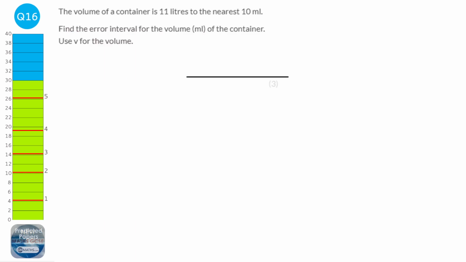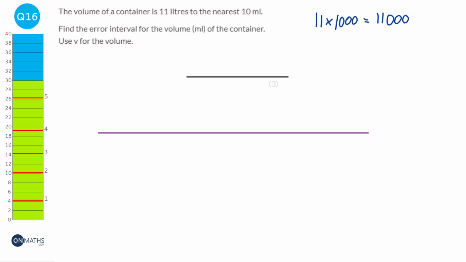So we're going to first of all convert the 11 litres into millilitres. So we're going to do 11 times 1,000, which would be 11,000. Okay, so we're going to just draw a line, like a number line. And we're going to have the 11,000 in the middle.